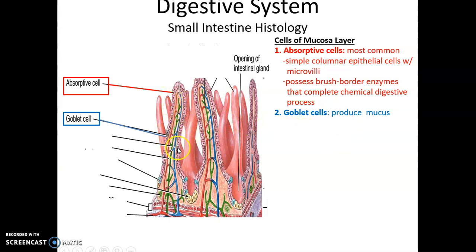The other kind of cell found along the villi are goblet cells, and goblet cells produce mucus. Mucus in this case acts as a lubricant, reducing friction as the chyme moves along the digestive tract.